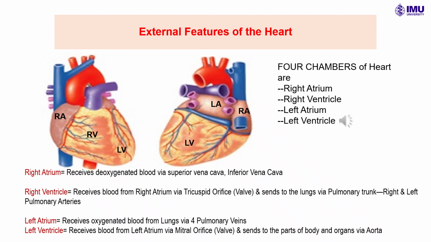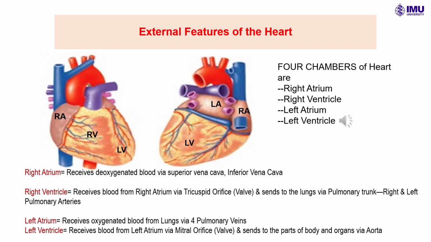Four chambers of heart are right atrium, right ventricle, left atrium, left ventricle. Right atrium receives deoxygenated blood via superior vena cava, inferior vena cava. Right ventricle receives blood from right atrium via tricuspid orifice or valve, and sends blood to the lungs via pulmonary trunk, and then via right and left pulmonary arteries.